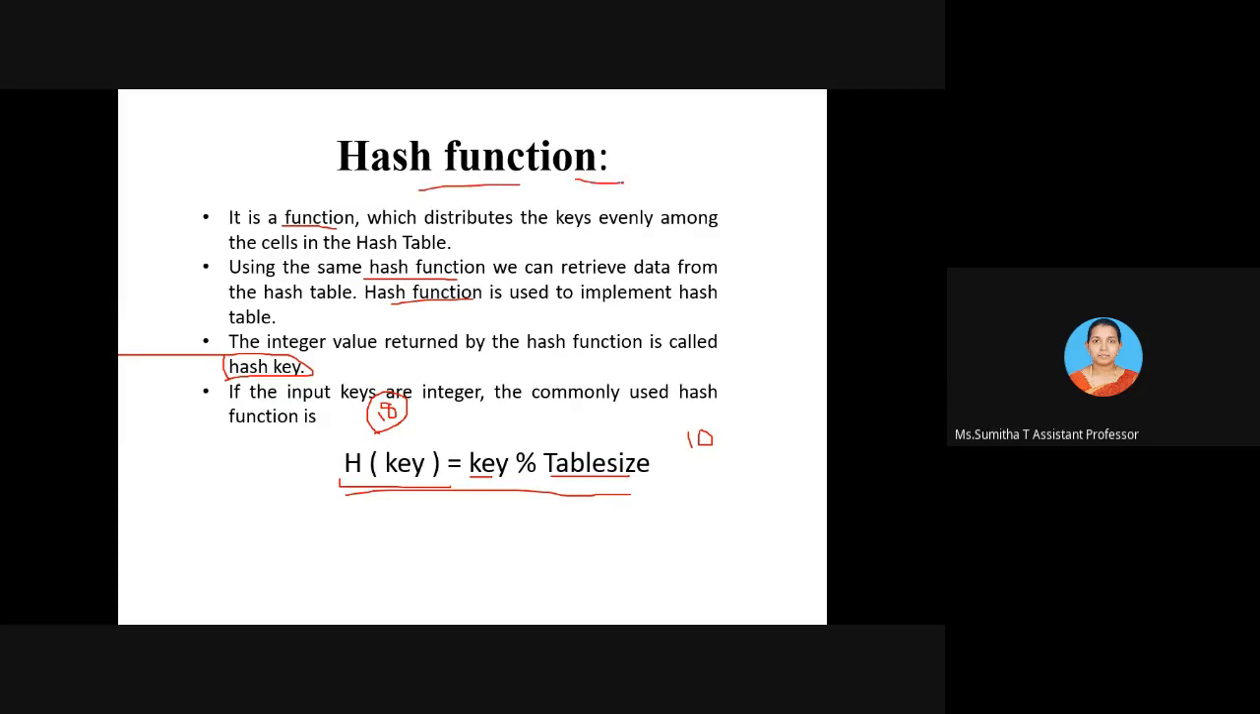The output of the hash function is one integer, right? So based on the integer, I can insert the element into the table. So h of 18, how can we find it? Key is nothing but the element I'm going to insert, so 18 modulo 10. What is the answer? 8 mod 10 is the answer.